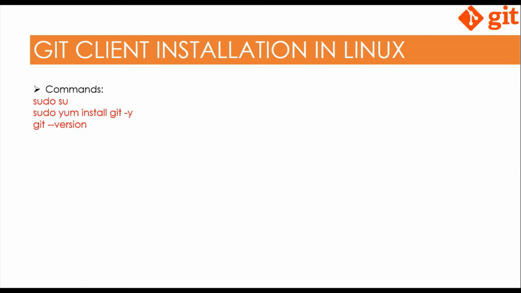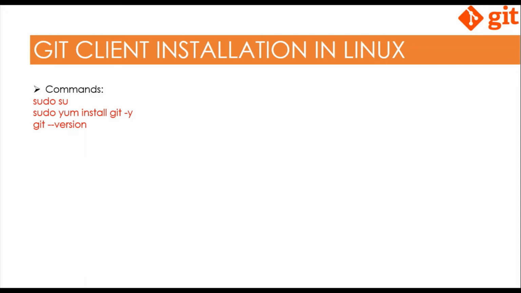First of all, if you log in as a user other than root, then you have to get sudo access, or you have to log in as the root user, and then you can avoid the sudo su command and even the sudo before yum. So you just have to type yum install git, space, hyphen y, so it will not ask for approval. Otherwise you can skip the minus y option, but then it will ask for approval.